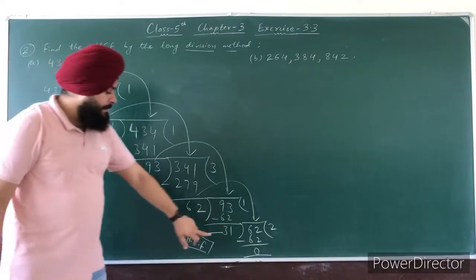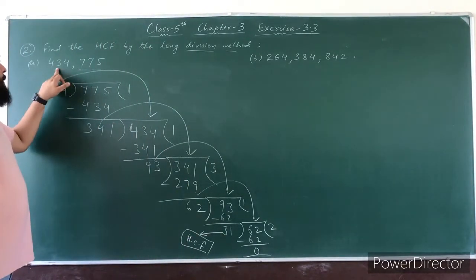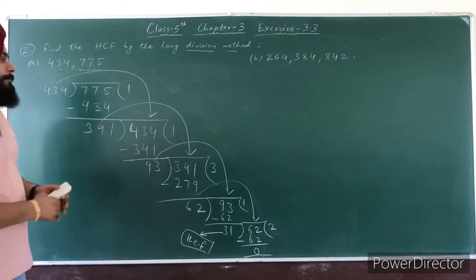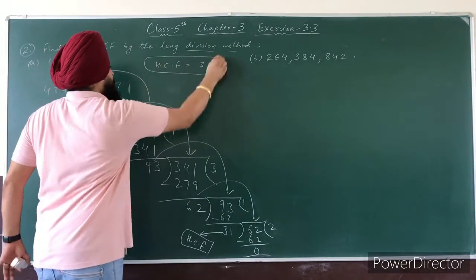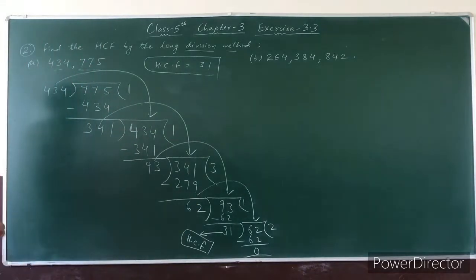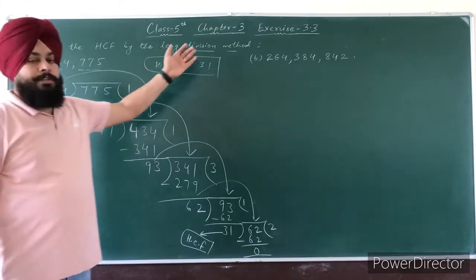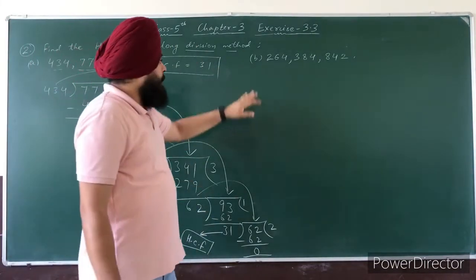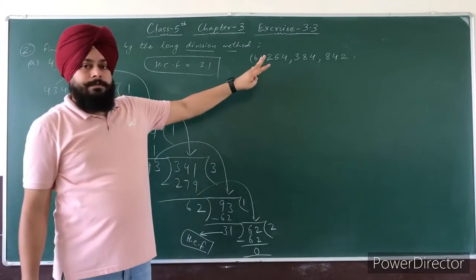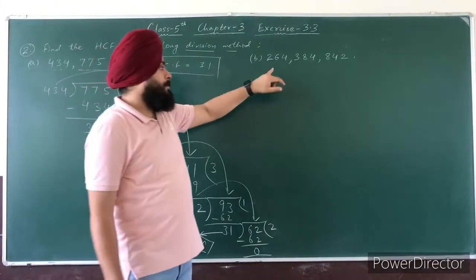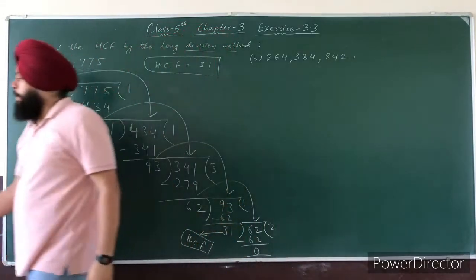So the last divisor is 31 here. So 31 is the HCF of numbers 434 and 775. So the HCF is 31. This is the method to find the HCF by long division method. Now in the B part, there are 3 numbers: 264, 384 and 842.